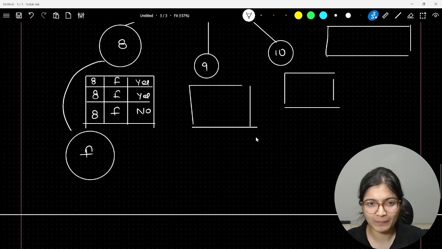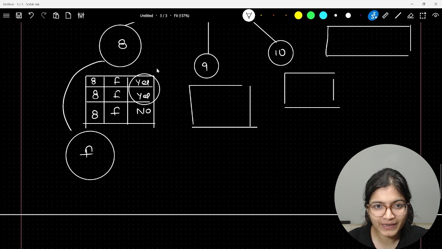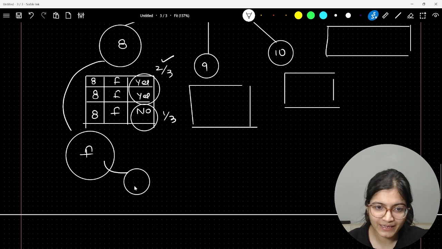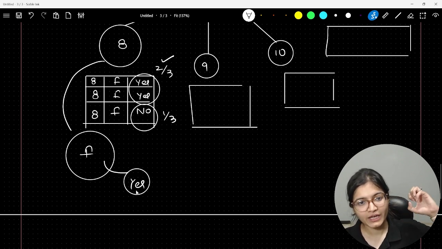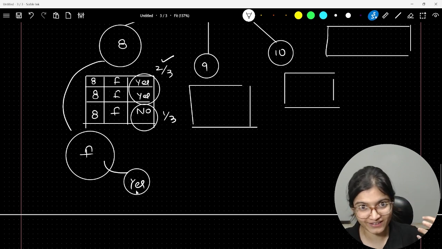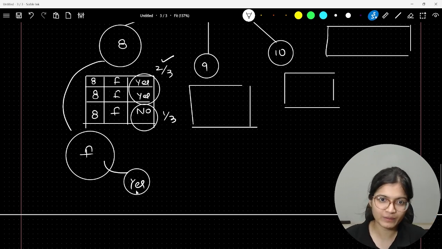So what is the highest probability? For yes, the probability will be 2 by 3, and for no, the probability will be 1 by 3. It means high chances will be that we will go for the final result as yes. Why? Because if a person belongs to 8th class and having a gender female, right?